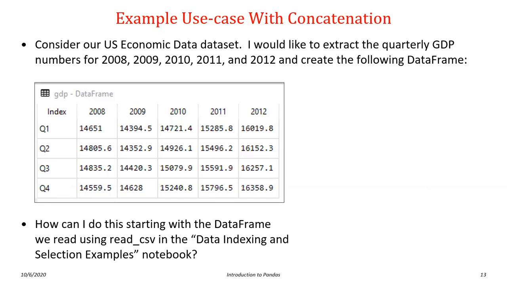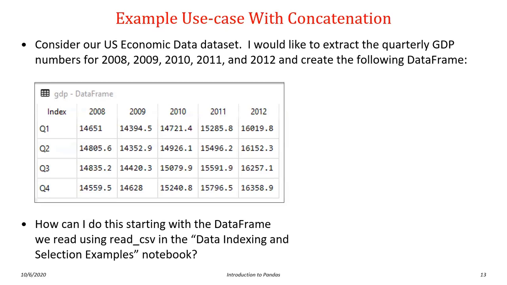So my use case on concatenation is, well, I want to create this data frame. I want to create a data frame where I extract the quarterly GDP values for 2008, 2009, 2010, and 2011. And I want the row index to be the quarter, Q1, Q2, Q3, Q4. The column index corresponds to the years.